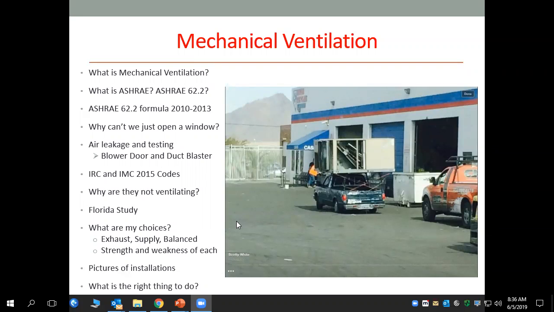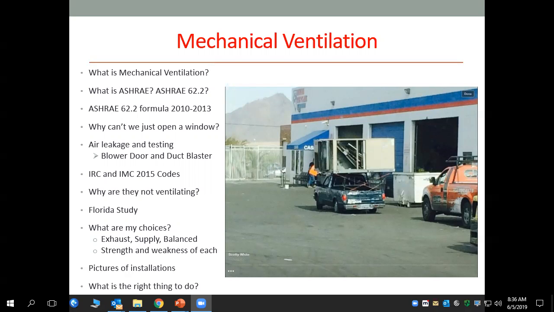We'll cover in the presentation what is mechanical ventilation. There are different ways to describe it. We hear a lot about ASHRAE and ASHRAE 62.2, so a short explanation of what that is. Quite honestly, I thought I knew a little bit more than I did, and then I joined and learned, and found this off the website. The 62.2 formula. We'll look at the 2010 and 2013 chart. We're not going to spend a lot of time on it, just look at that and some of the differences in it.